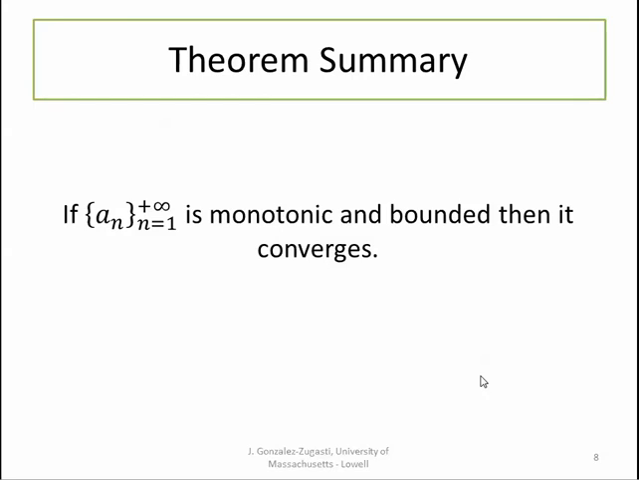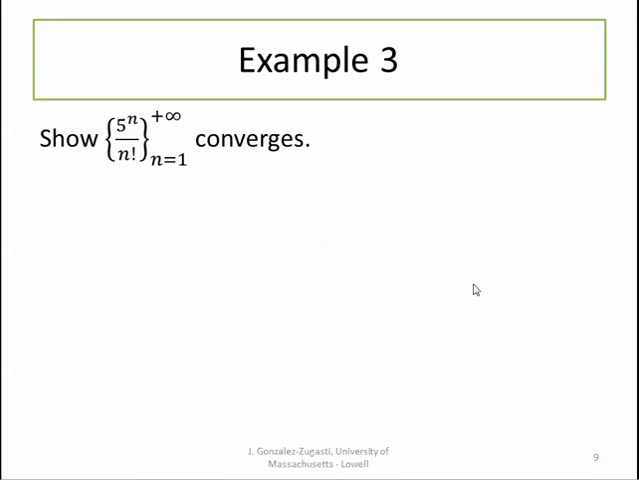So a nice little way to summarize that theorem is that if you have a sequence that is monotonic and bounded, either above or below, then it converges. So let's show that this sequence, 5 to the n over n factorial, converges.